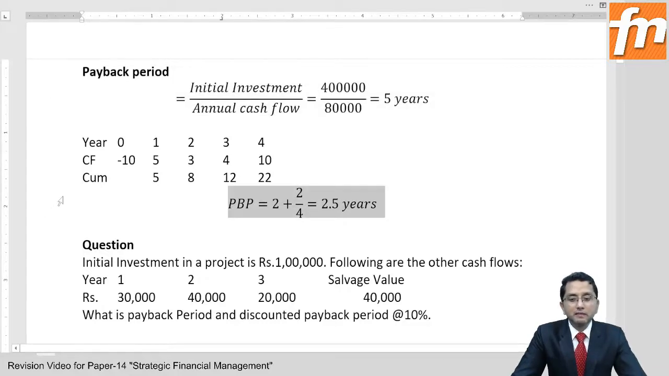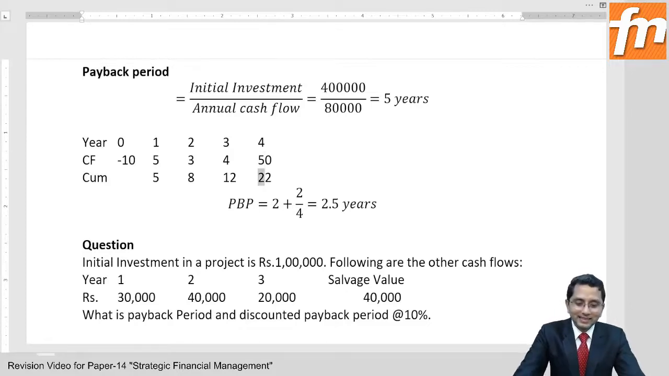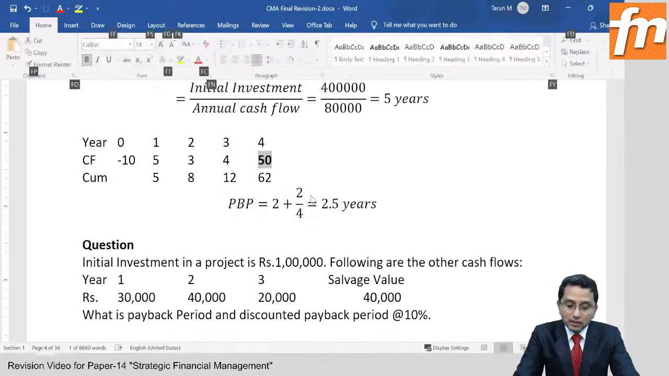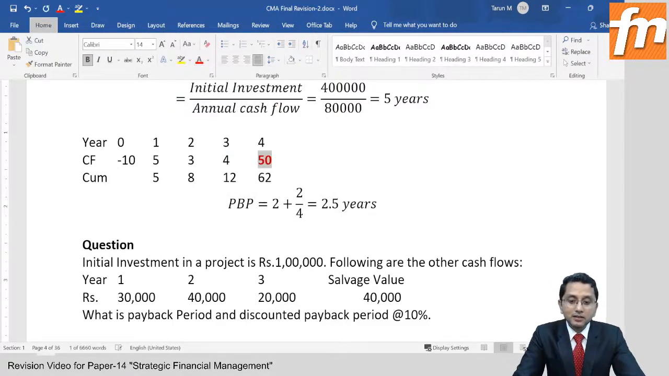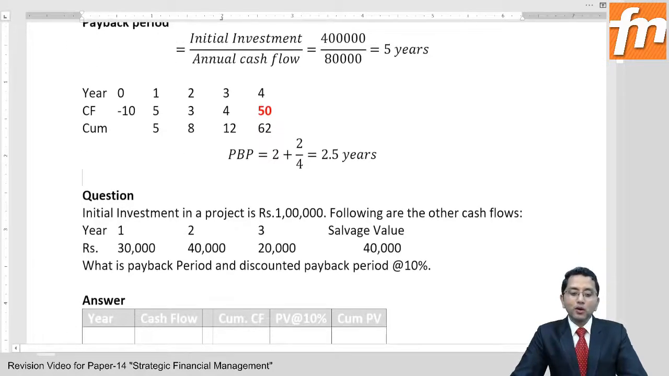What are the disadvantages of payback period method? It does not consider time value of money, number one. And very interesting thing, it does not consider cash flow which occur after the payback period. If I change this 10 lakh to 50 lakhs, still the payback period will remain same. So this is the biggest disadvantage. It does not consider cash flow occurring after the payback period. Also, it does not consider time value of money. Right?